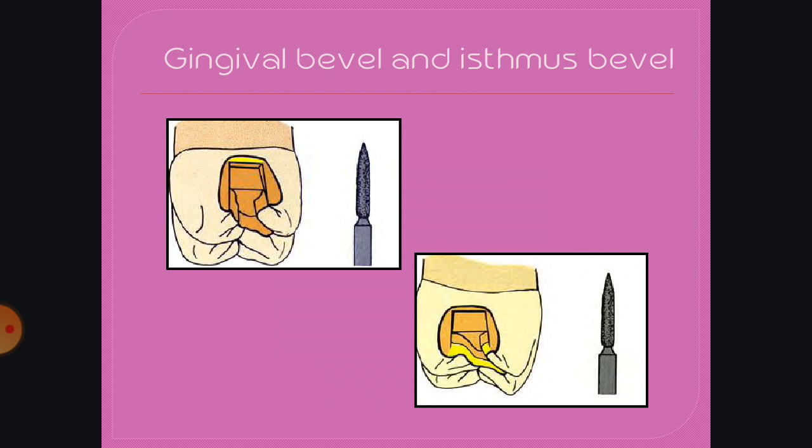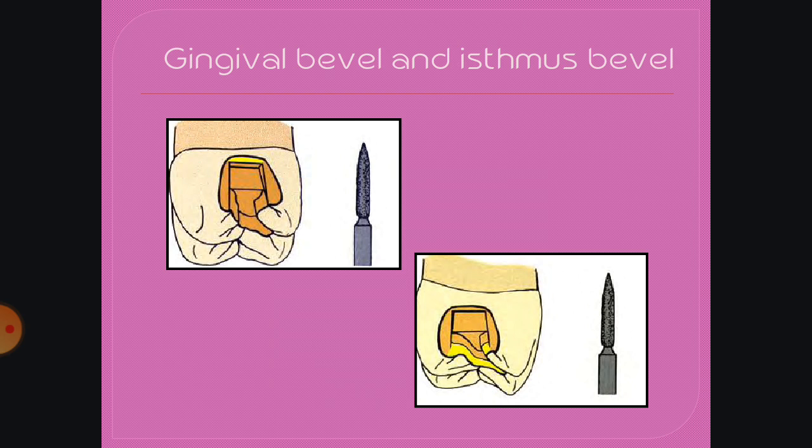And for isthmus bevel, the range is around 15 to 20 degree. You have to remember that for a gingival bevel, it is around 30 to 45 degree. But when it comes to an isthmus bevel, it has to be around 15 to 20 degree, not more than that. So again, you run it across the tooth structure and you create this bevel as you do for tooth preparation. And the burr which you use for that is flame diamond.